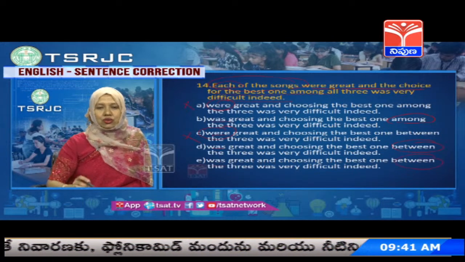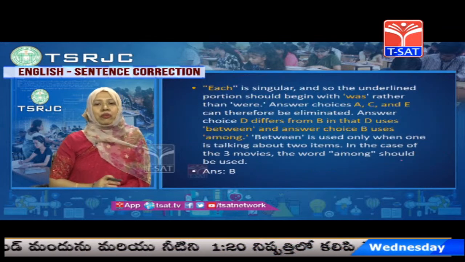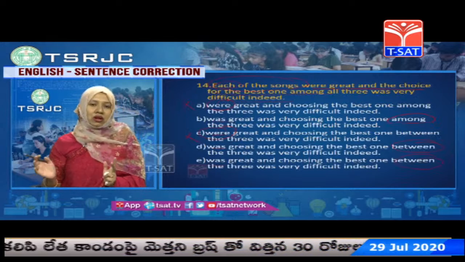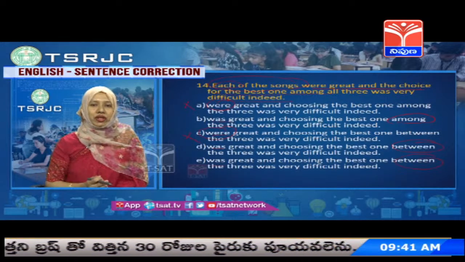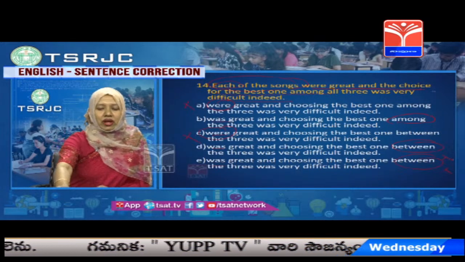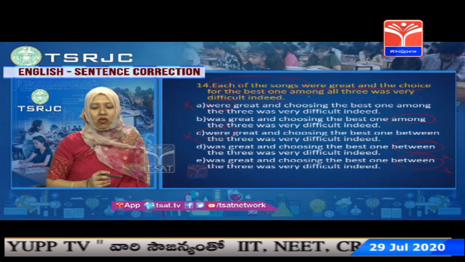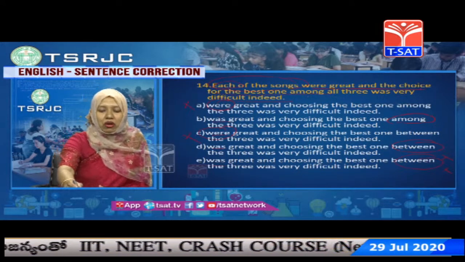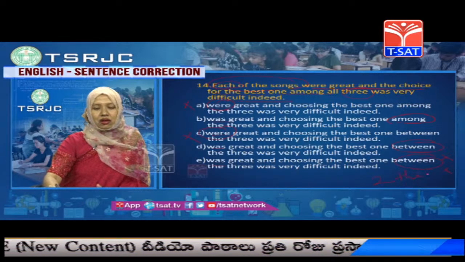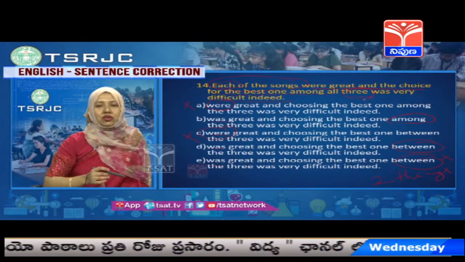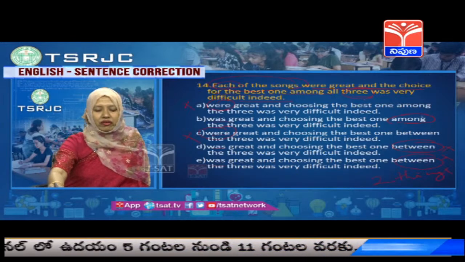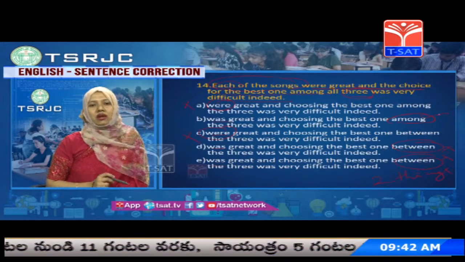Here also between is used. Whenever two persons are there, we use between. Now between is wrong here because each of the songs were great and the choice for the best one among all three was very difficult. We are talking about three. Between is used when we talk about two things. Here we are mentioning three songs. So option D is wrong, option E is wrong. Now we are left with option B. So option B is the correct one.